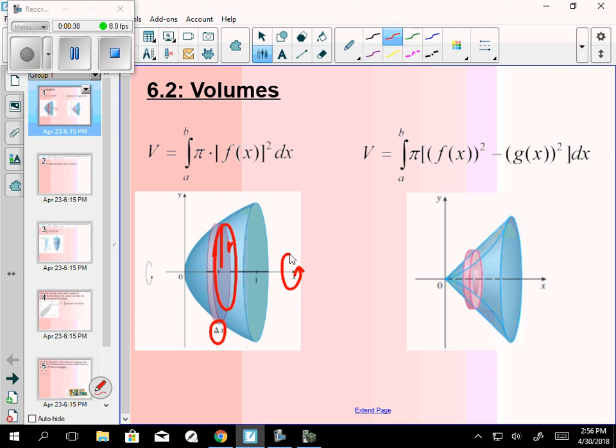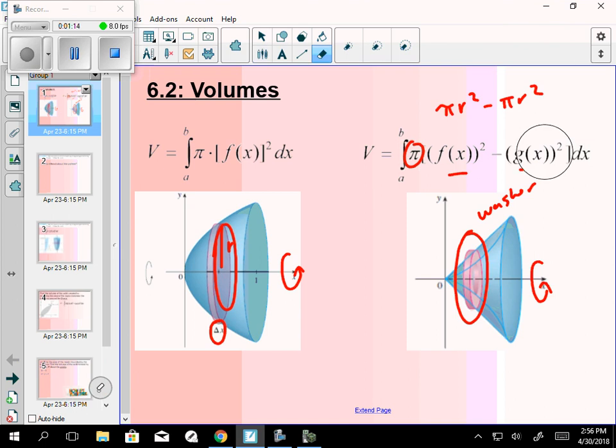Similar, if you have two functions where rotating it around the x-axis gives you some sort of washer type of cylinder, then it's the same thing. You're subtracting the outer circle minus the inner circle. And so it's going to end up being pi r squared minus pi r squared. If you factor the pi out, that leaves you with the two functions squared, because those are the two radius or radii in both cases here. So that's how you would find volume of these shapes.